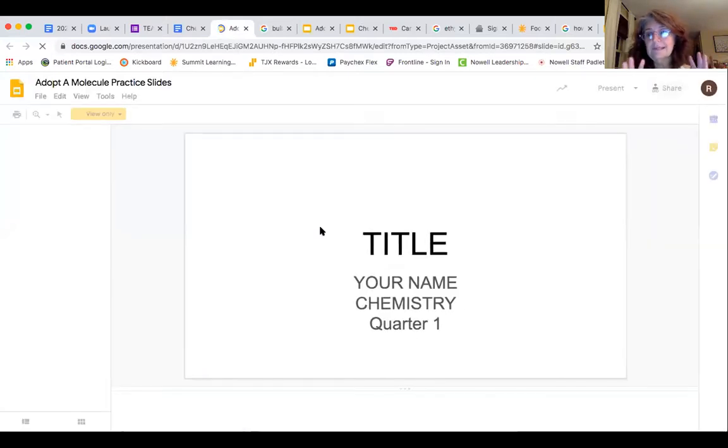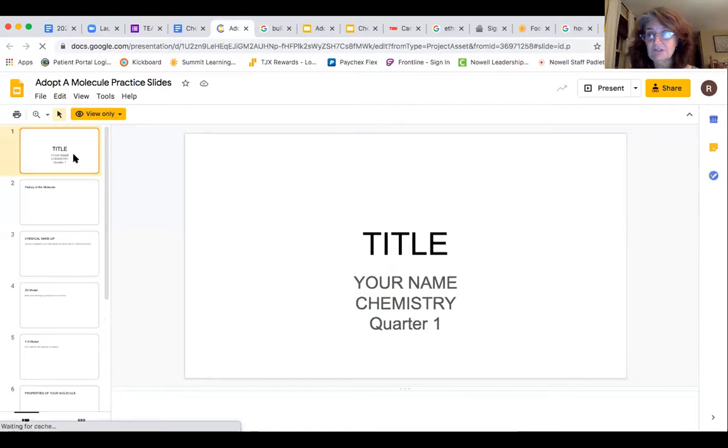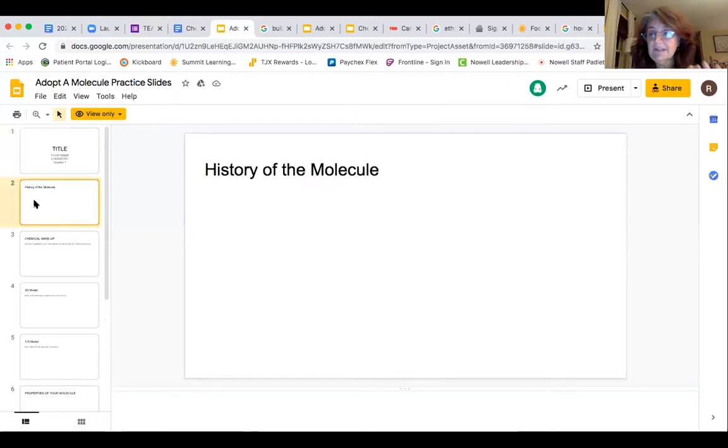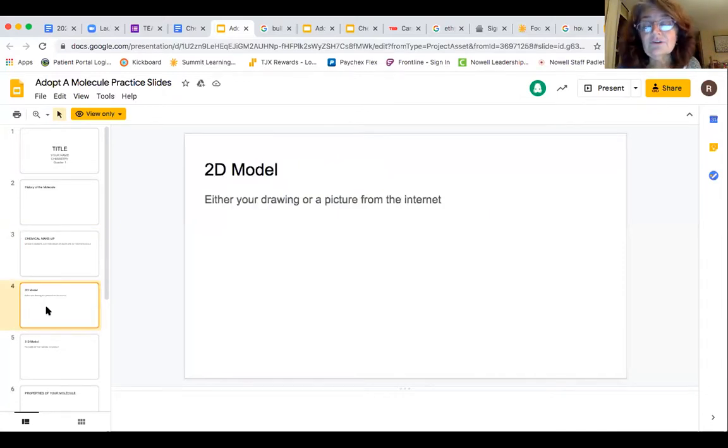And this slide deck, in its most basic form, is how your project is going to look when it's all finished. So the first thing you're going to do is start with a title page, the name of your molecule, your name, chemistry, and quarter one. The next slide is going to be the history of your molecule. The next is going to be its chemical makeup, and we'll talk about that. What elements are in your molecule and how many of them. Then you're going to have either a drawing or a picture of the internet of your model.